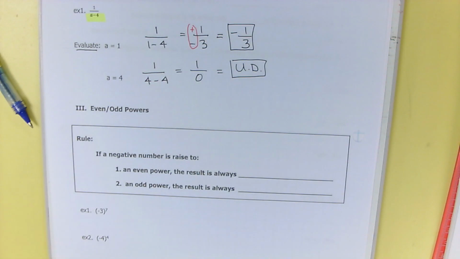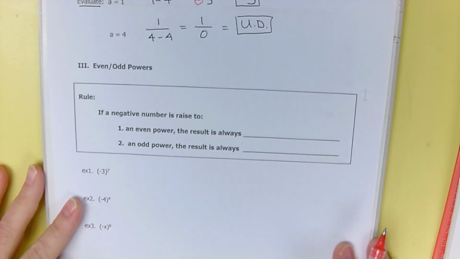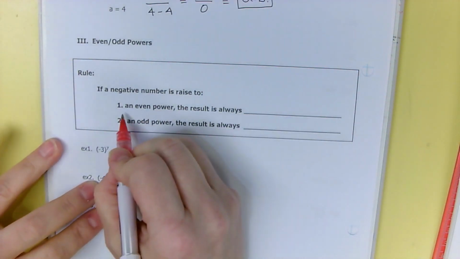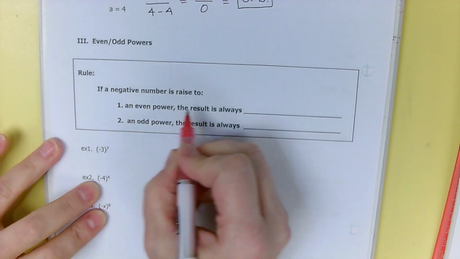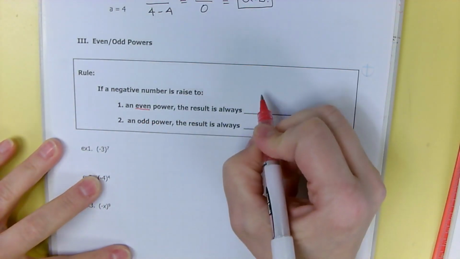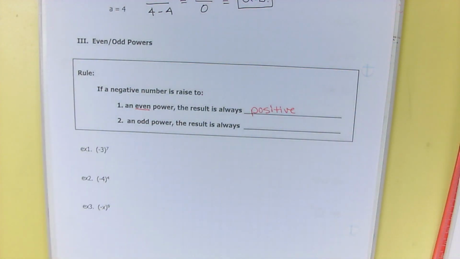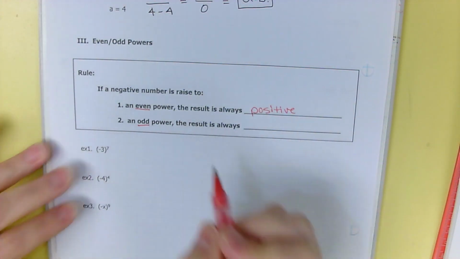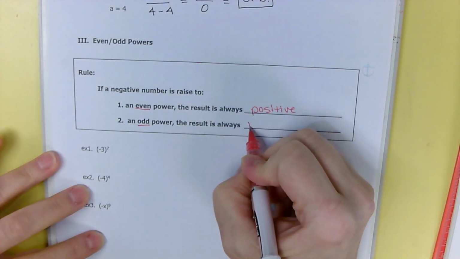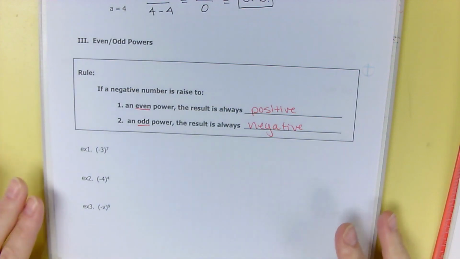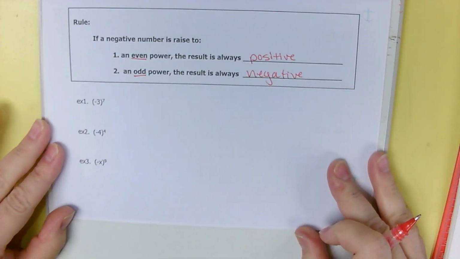All right, Roman numeral 3, even and odd powers. Here's the rule. If a negative number is raised to an even power, the result is always positive. If it is raised to an odd power, the result is always negative. All right, so let's do some examples of that.